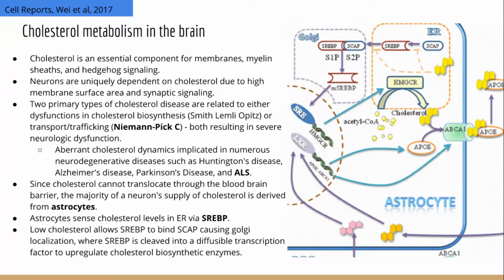The myelin sheaths, which envelop axons, function to increase the speed of an action potential and the speed of its propagation, and are made up of about 20% cholesterol. And so it's also very critical for myelin sheath formation.